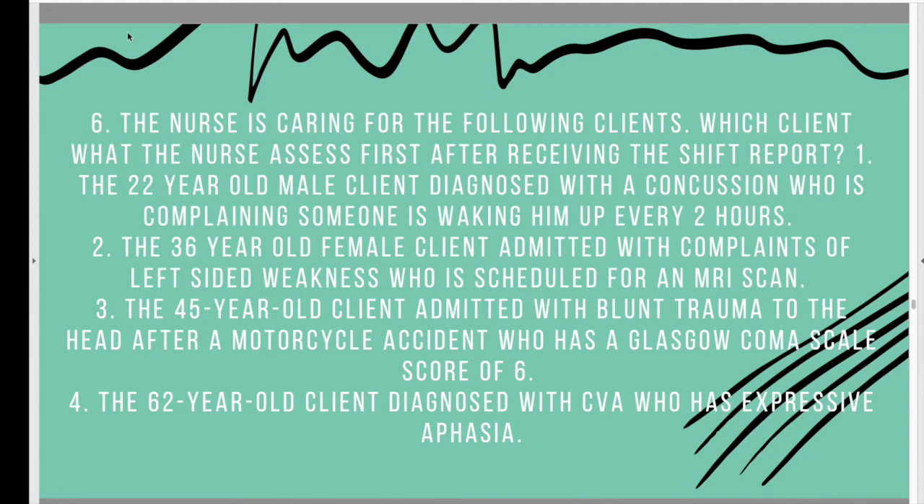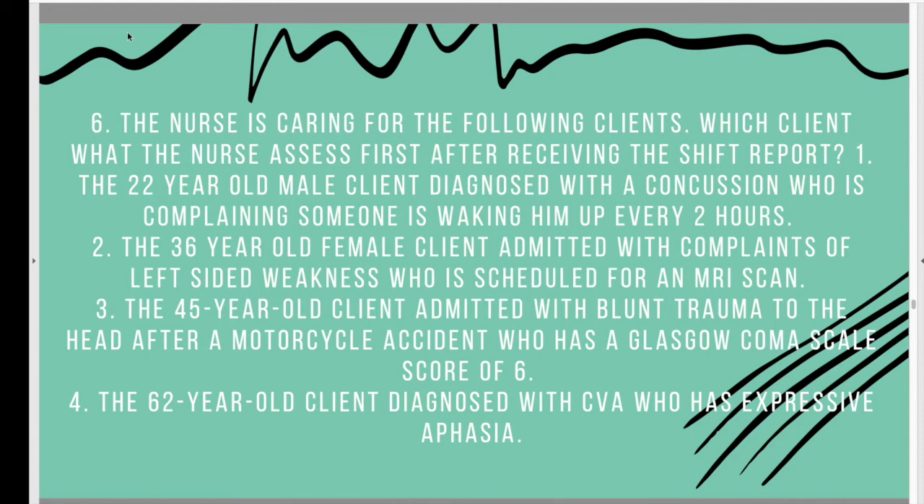Number 3, the 45-year-old client admitted with blunt trauma to the head after a motorcycle accident who has a Glasgow Coma Scale score of 6. The Glasgow Coma Scale is used to determine a client's response to stimuli such as eye-opening response, best verbal response, and best motor response. Secondary to a neurological problem, scores range from 3, which is a deep coma, to 15, which is intact neurological function. So a client with a score of 6 should be assessed.